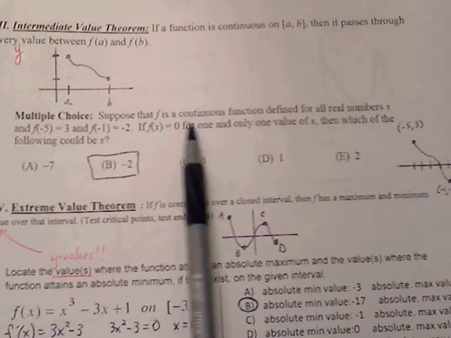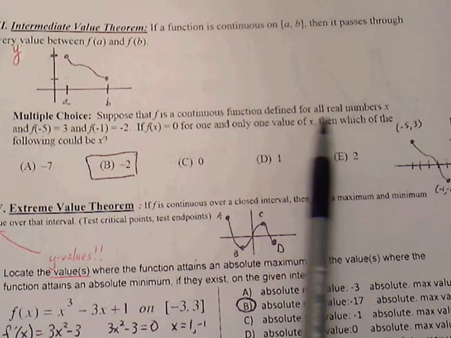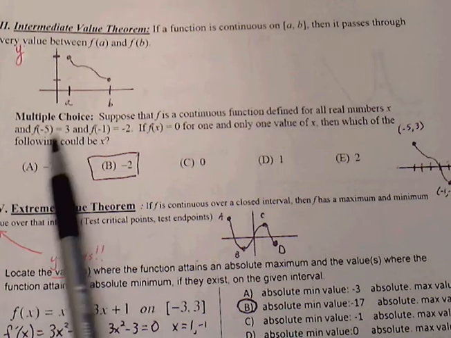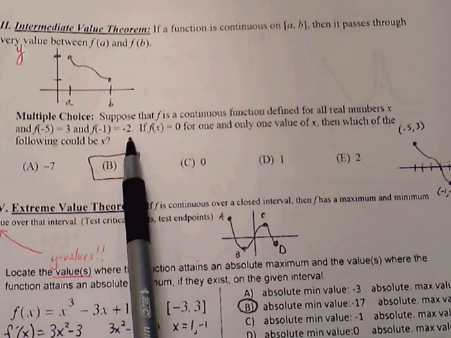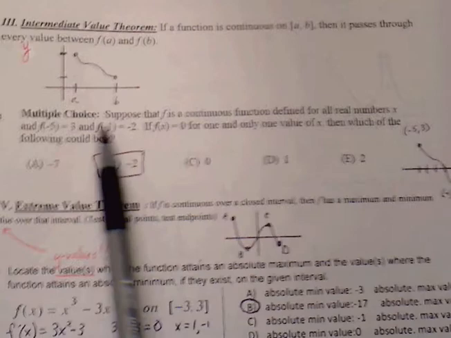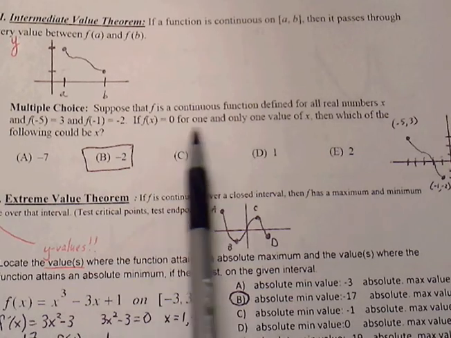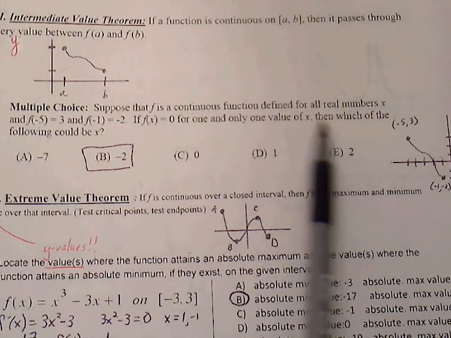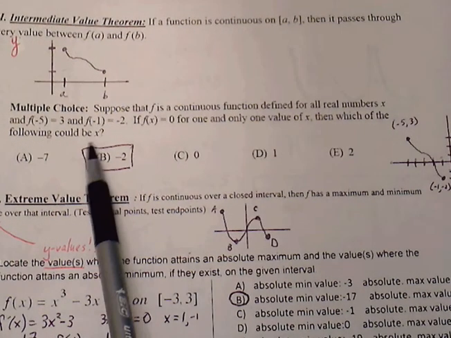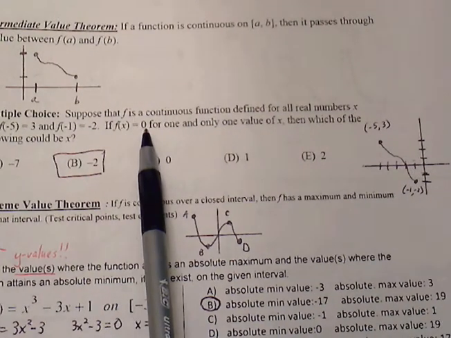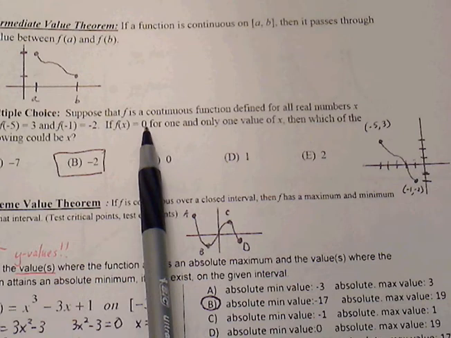suppose that our function is continuous, defined for all real numbers x, with f of negative 5 equals 3 and f of negative 1 is equal to negative 2. So we know that the graph is connected, we have endpoints that are defined. So if f of x equals 0 for one and only one value of x, then which of the following could be true? Could be x. So f of x equals 0, so that's just crossing the x-axis.